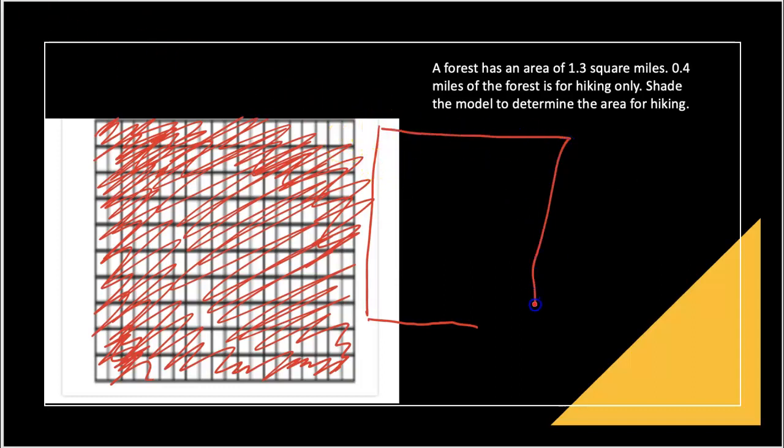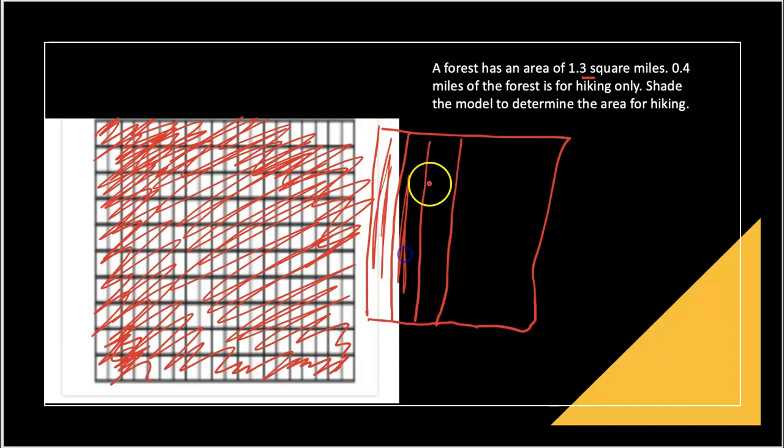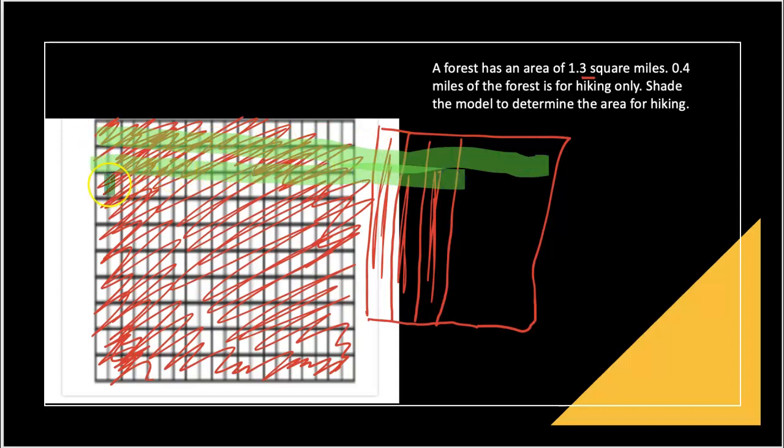So here's my other hundredths grid, and I need to go 3 tenths. So 1, 2, 3. And I'm starting with my columns. So there's 1, 2, and 3. Okay. And then it says 4 tenths of a mile of the forest is hiking only. Shade the model to determine the area. So the area is where it's going to be overlapped. So these are going to be my rows. 1, 2, 3, and 4.